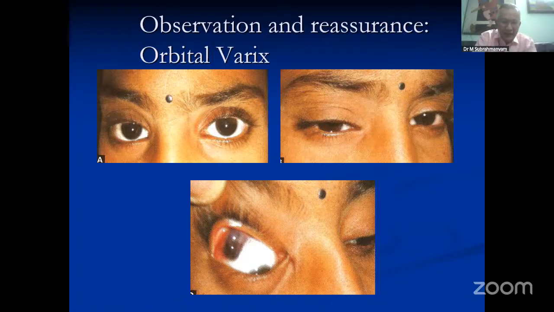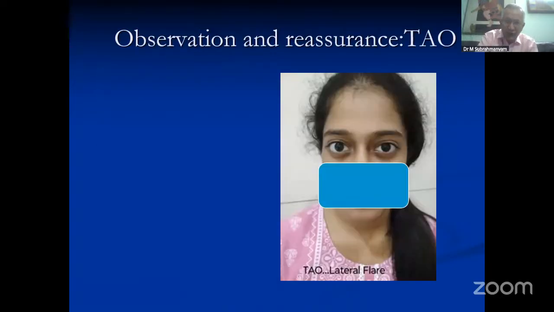Orbital varix, we are not doing any surgery, just to reassure the patient that nothing harmful is going to happen. We don't do anything. Here is a young lady with a thyroid associated orbitopathy with very minimal 1 millimeter lid retraction. It's there since 1.5 years. So nothing else need to be done for her.